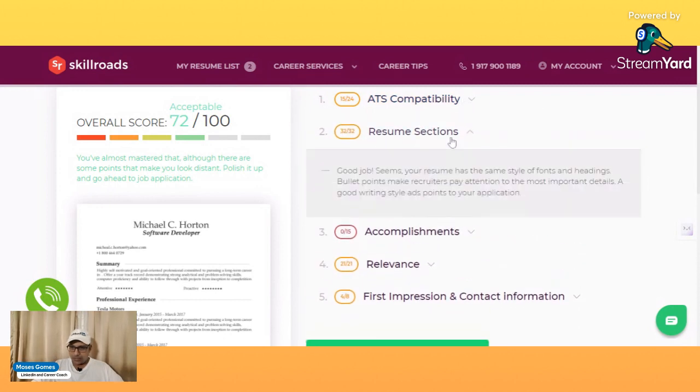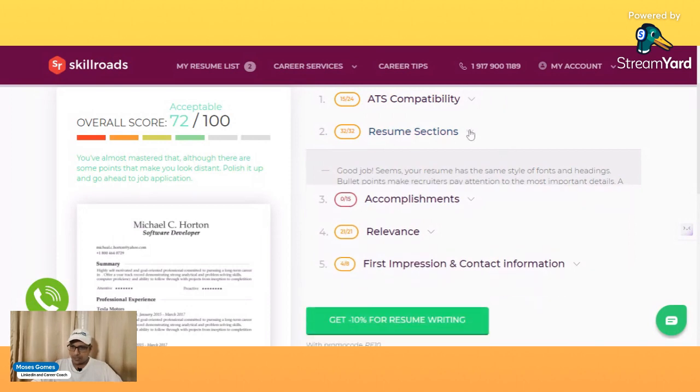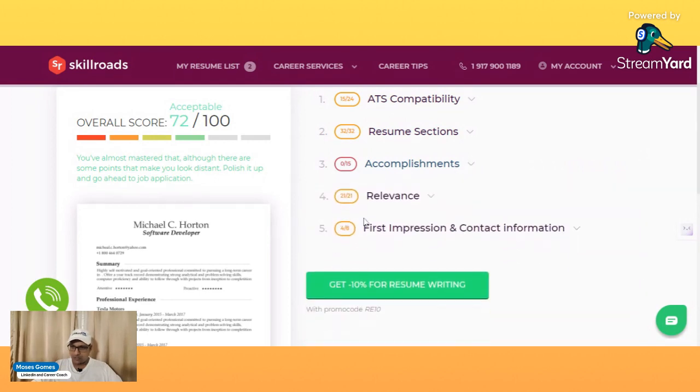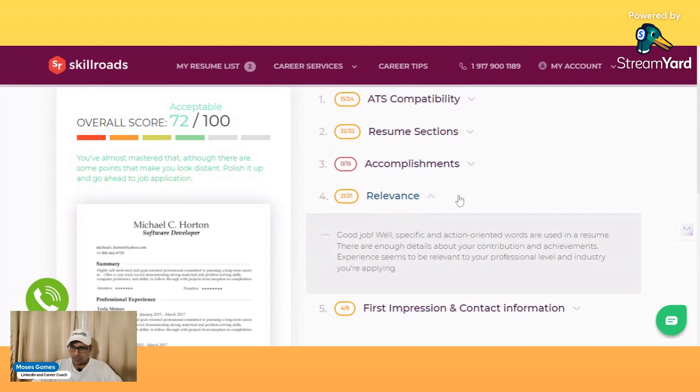So this is resume sections. So 32 and 32. So good job. Since your resume has the same style, fonts, headings and bullets, it makes recruiters pay attention. A good writing style adds points to your application. So accomplishments: there are not enough keywords and active skill-based language that demonstrate your achievements. So relevance, good and well.